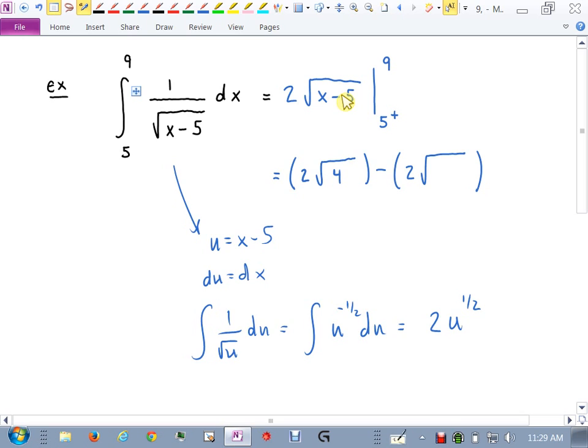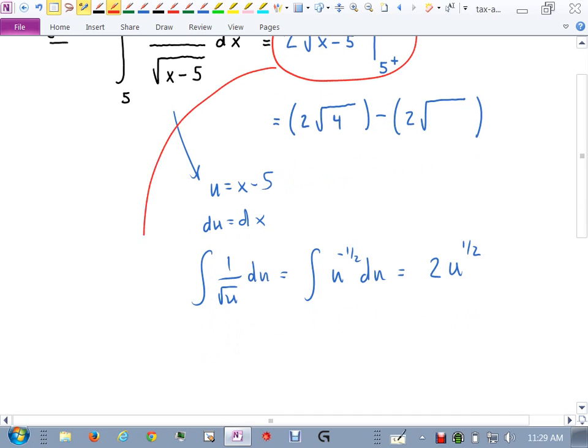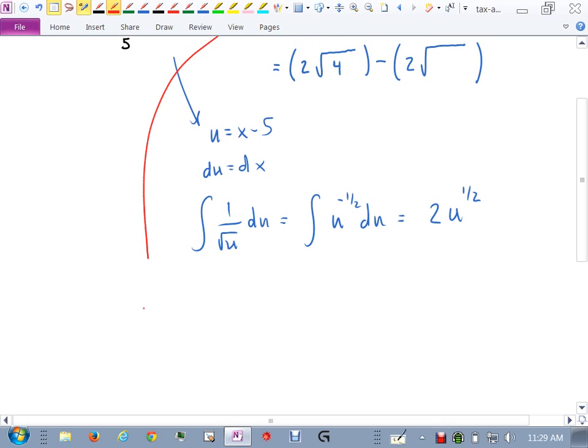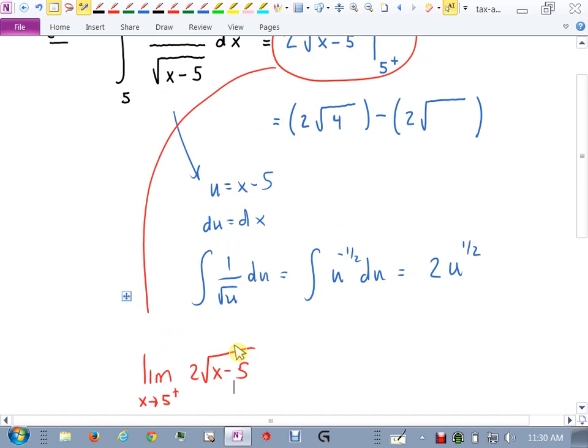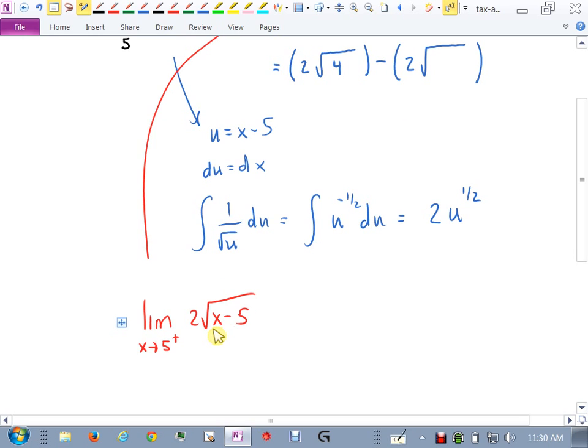This is our first example. Nope, 6 too big. This 5 right here really means what I'm having us avoid having to do here. Instead, this is the way the book would do it. They would write the limit as x approaches 5 from the right of 2 square roots of x minus 5. And now you're back in Cal 1 doing a limit.